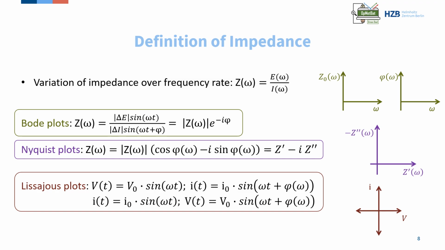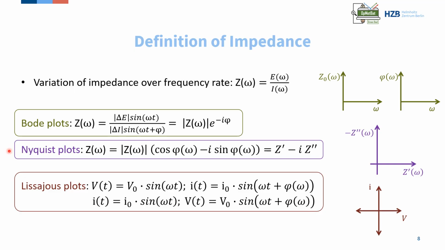For instance, the impedance can be visualized in both Bode plots according to the modulus or the phase angle upon frequencies. In Nyquist plots, according to the relationship of real and imaginary parts for different frequencies. The Lissajous plots visualize the relation between input and response signals for certain frequency points.